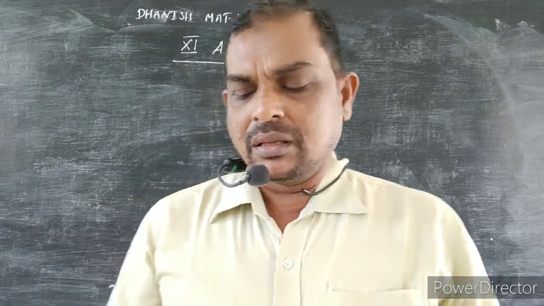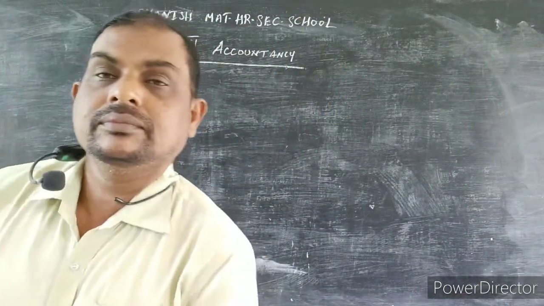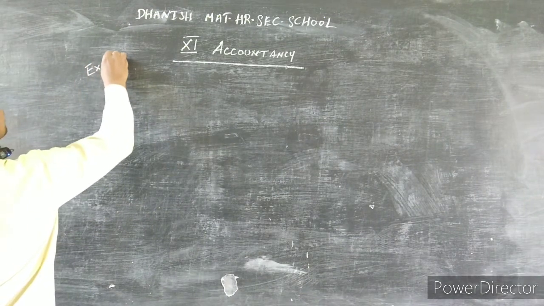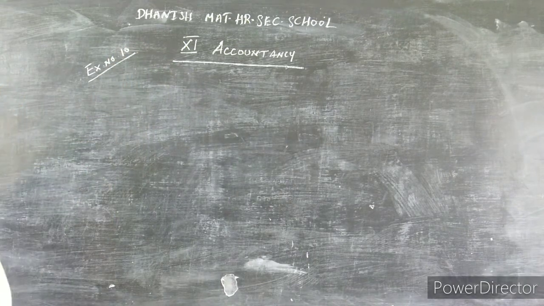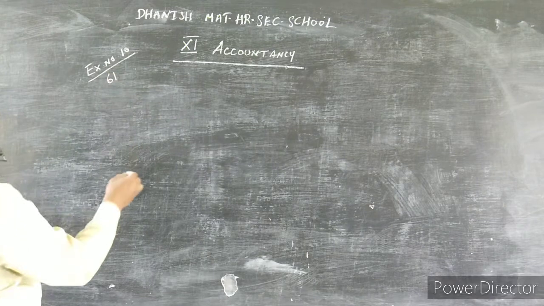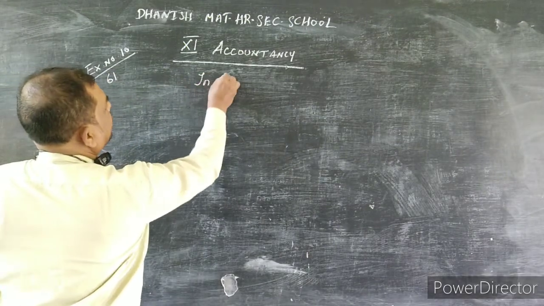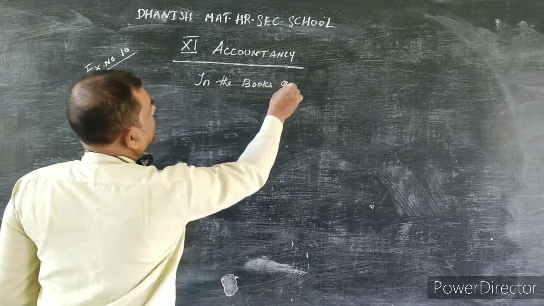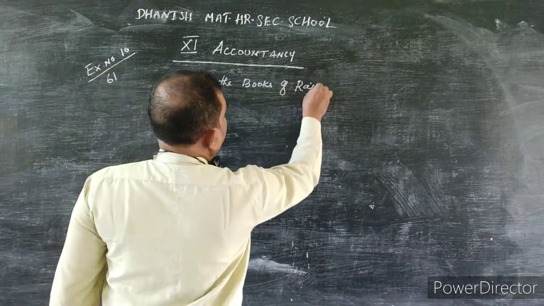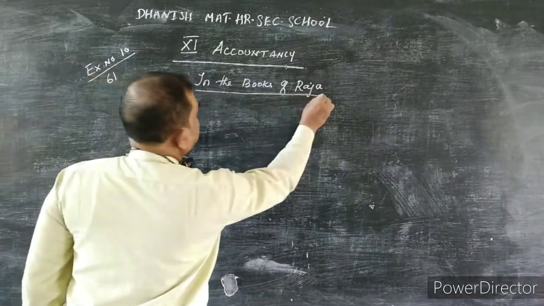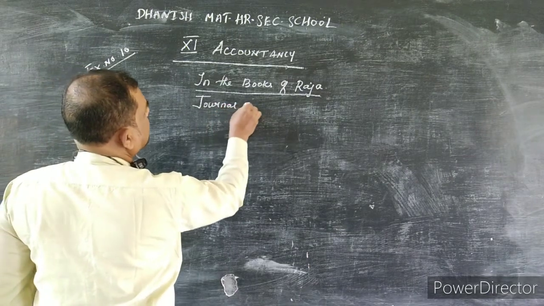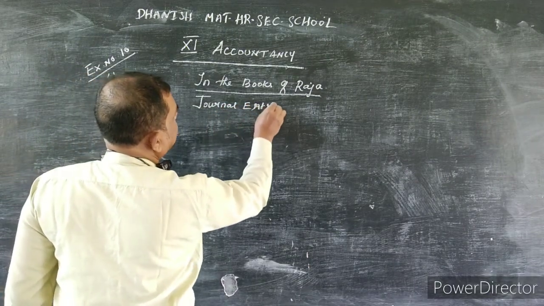Exercise number 10, page number 61. In the books of Raja. Journal entries. So this is the procedure for passing the journal entries.